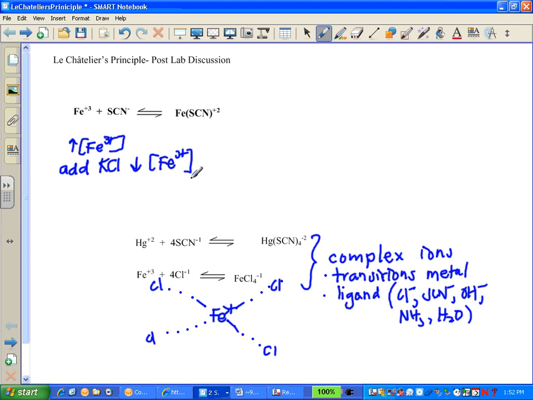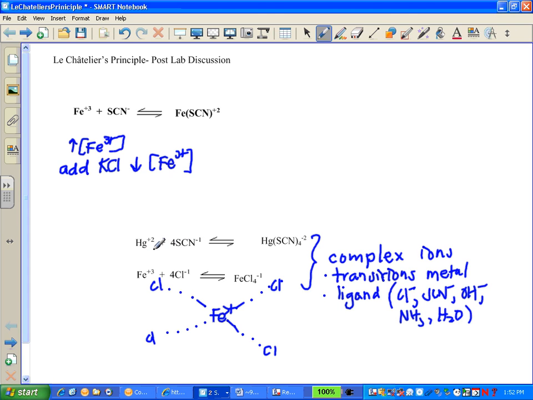In the next example, you add thiocyanate, which is going to increase the concentration of thiocyanate. So if you add something that's already in the equilibrium, it's straightforward. It simply increases the concentration of that substance. In the last case, you added mercury ions from mercury nitrate. The nitrate are spectator ions, and the mercury ions form a complex. So this time, they react with the thiocyanate.